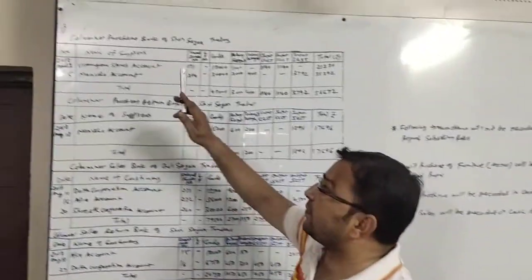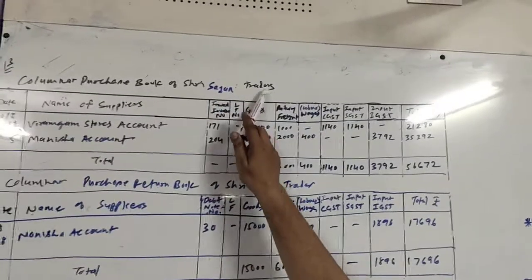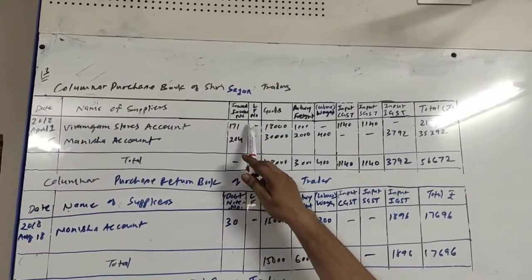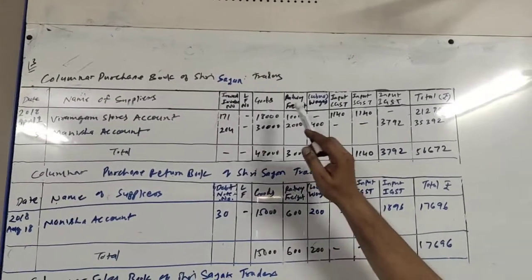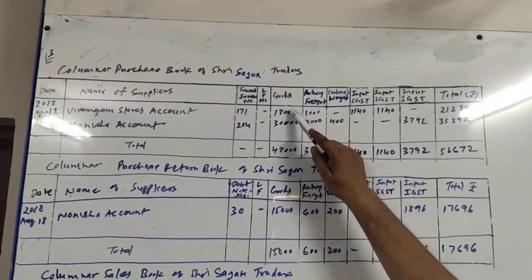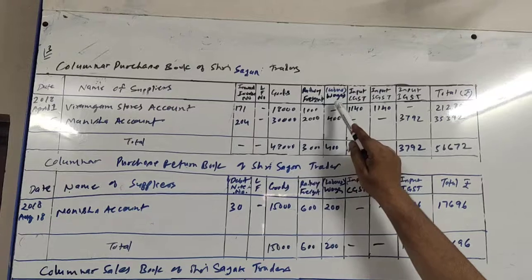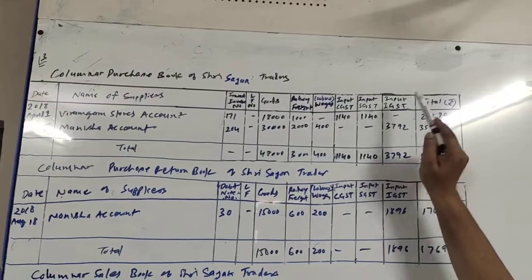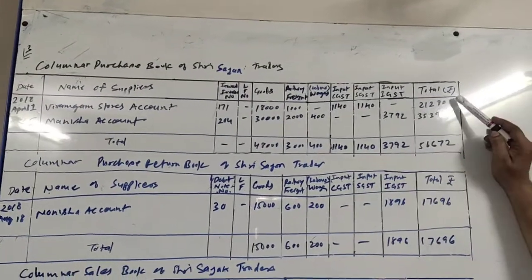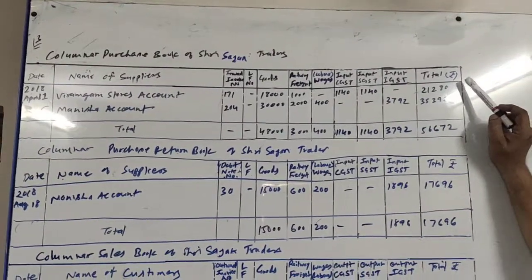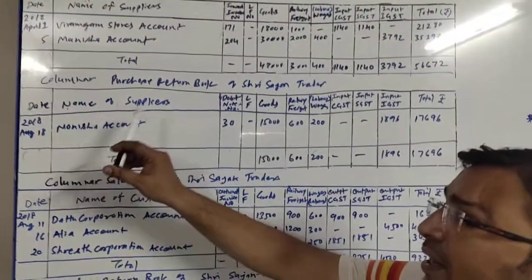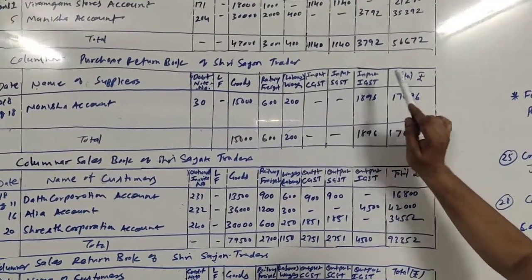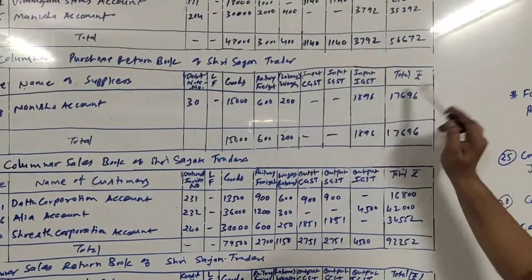Here it is. Columnar purchase book of Sri Sarjan Traders: date, name of supplier, inward invoice number, LF, and then out of the amount columns, the first column will be of goods, then railway freight, then wages, that is labor, input CGST, input SGST, input IGST, and then total. The same way for purchase return, the same columns will be there: date, name of supplier, LF, goods, railway freight, wages, input CGST, input SGST, input IGST, and total.